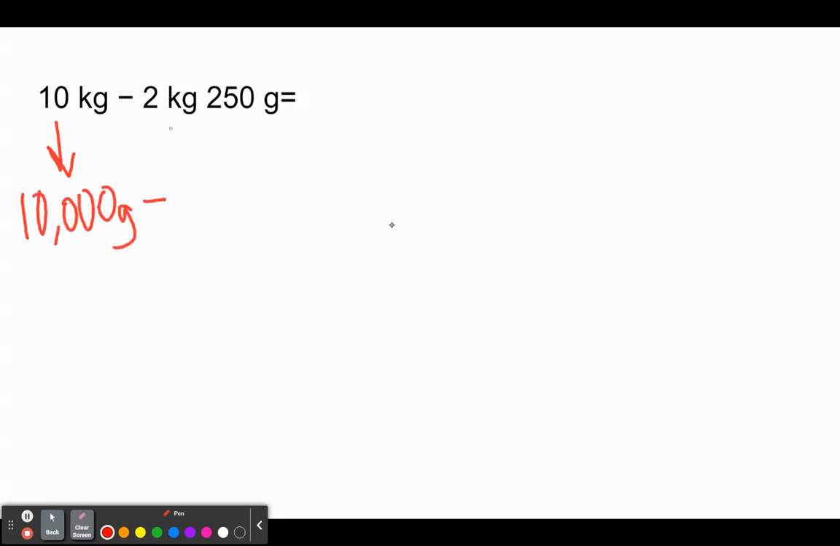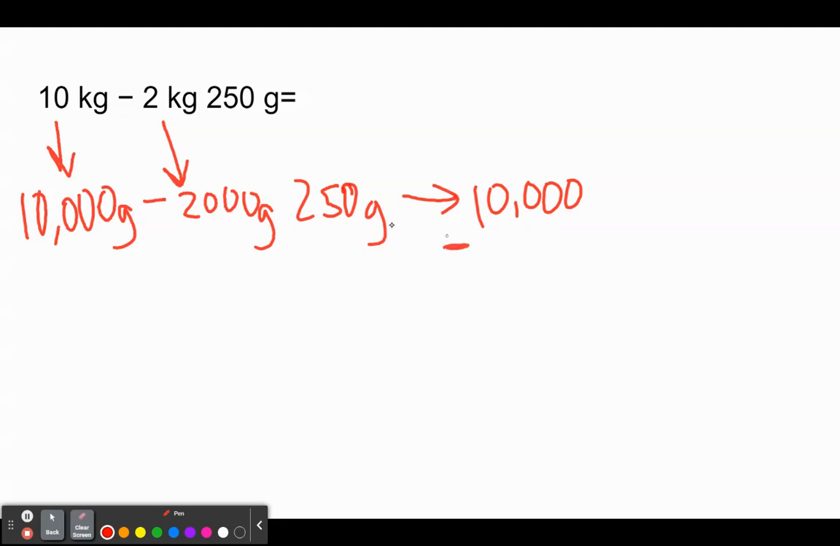Okay, now let's go ahead and try to take away, right? So over here, I can do this one of 2 ways. I can, one, change all my kilograms to grams. So if I do that, my 10 kilograms will turn into 10,000 grams. And then my 2 kilograms will turn into 2,000 grams, 250, right? So then that will turn into 10,000 grams minus 2,250 grams.